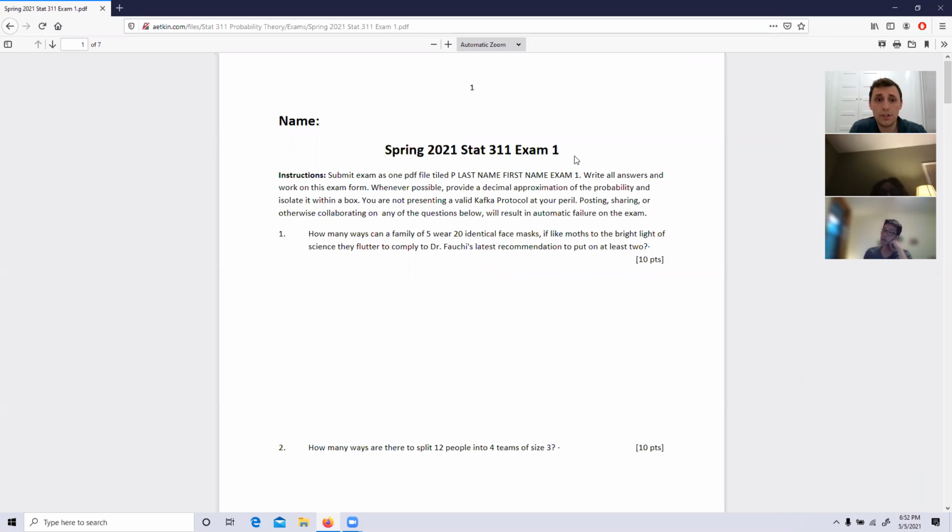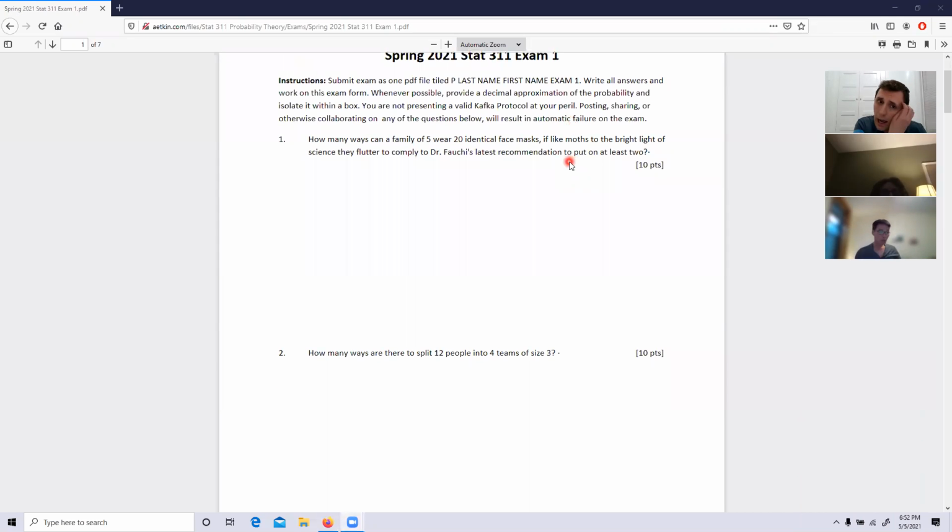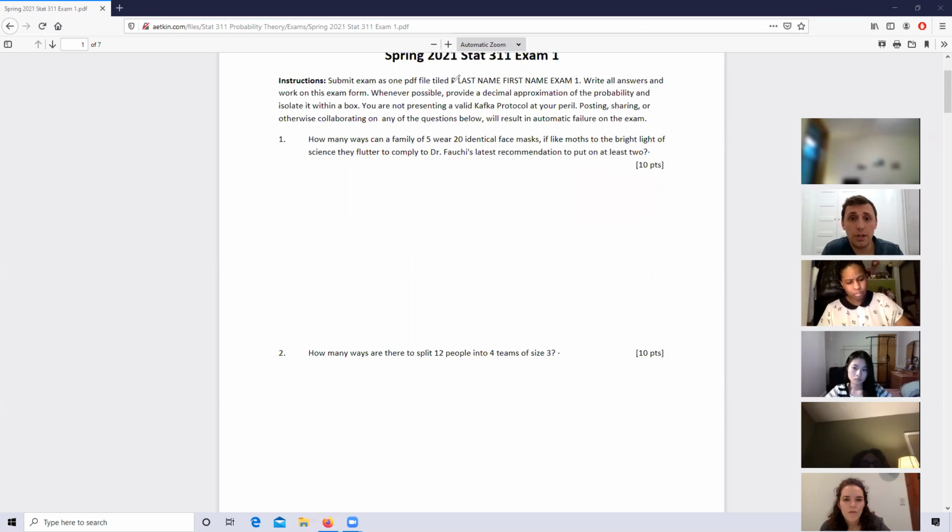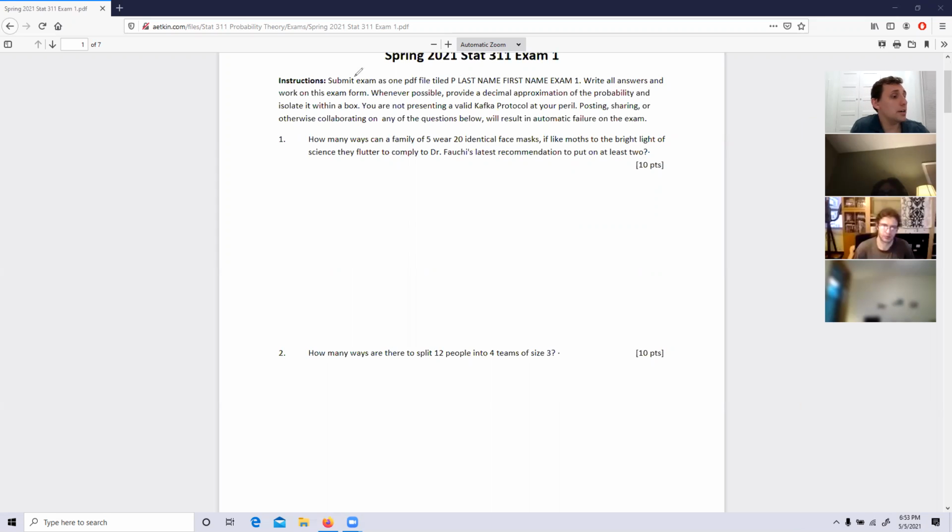So the first question is, how many ways can a family of 5 wear 20 identical masks if, like moths to the light of science, they flutter to comply to Dr. Fauci's latest recommendation? So they have to wear at least 2 masks. Yes? So if they wear at least 2 masks, then the masks are identical, guys.